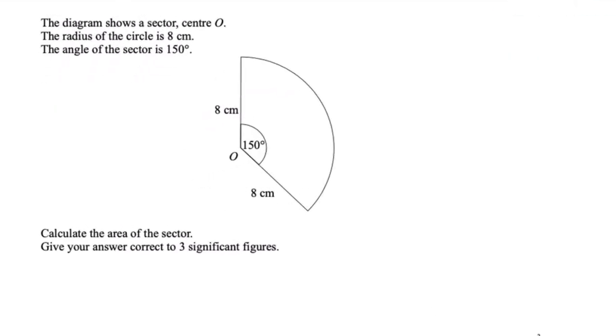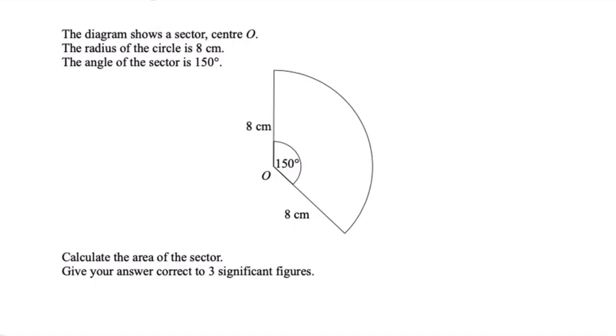So it says the diagram shows a sector. We know that it shows a sector because it's part of a circle. It says the radius of the circle is 8 centimeters. So this 8 centimeters that you can see is the radius of the circle. The angle of the sector is 150 degrees.